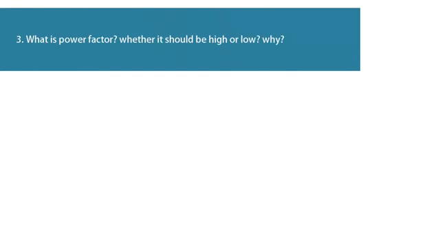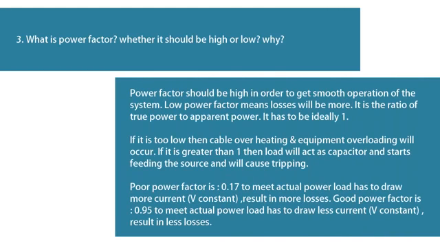3. What is power factor? Whether it should be high or low, and why? Power factor should be high in order to get smooth operation of the system. Low power factor means losses will be more. It is the ratio of true power to apparent power. It has to be ideally 1. If it is too low, then cable overheating and equipment overloading will occur.